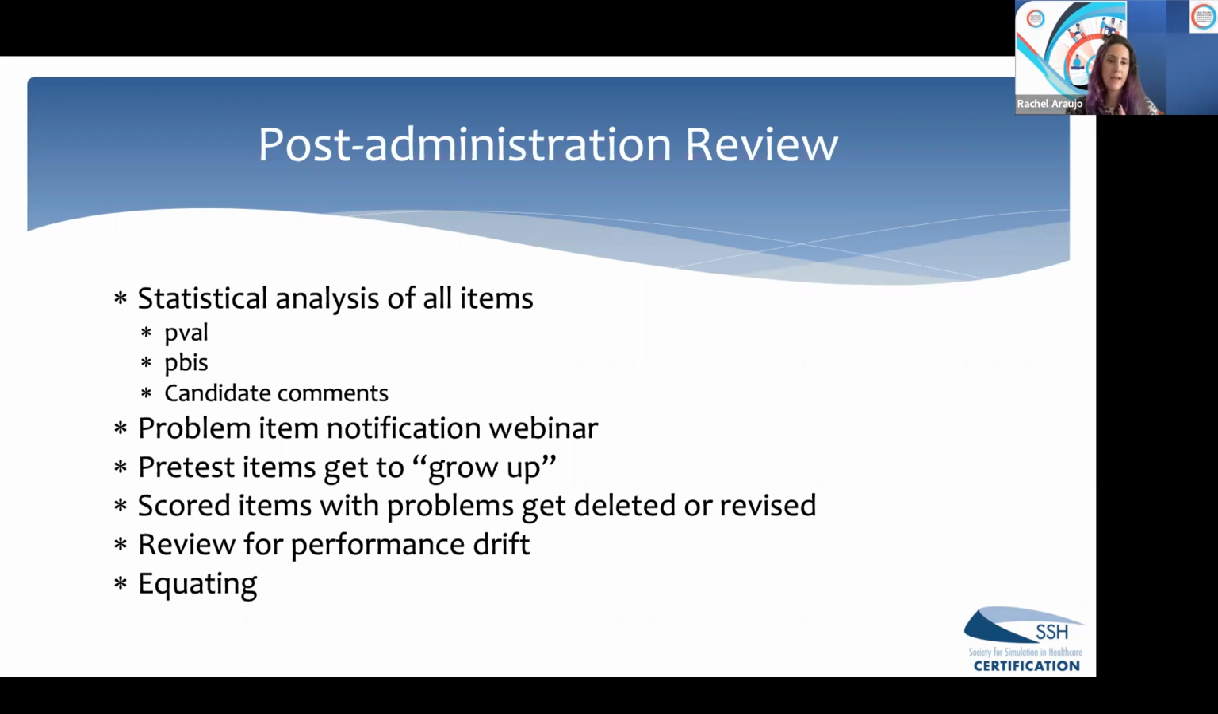So if I get statistics back on an item, let's say 40% of the candidates are answering correctly. It has a low discrimination or low p-bis, and I see candidate comments saying, well, I do both A and B in practice. I'm like, okay, this is a problem. We might have 2 keys here. So the item will be flagged.